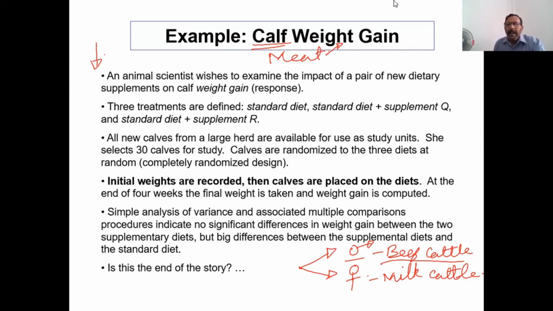Weight gain for small calves, how can we increase the weight? Because in foreign countries, the calves are bred or managed for meat production, and they don't keep the calf for a long time.